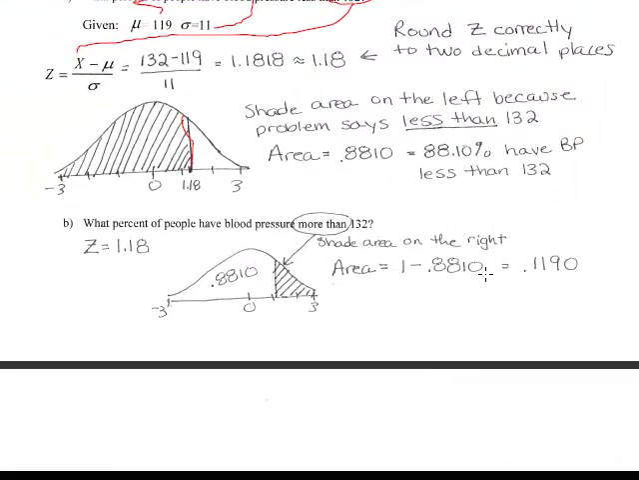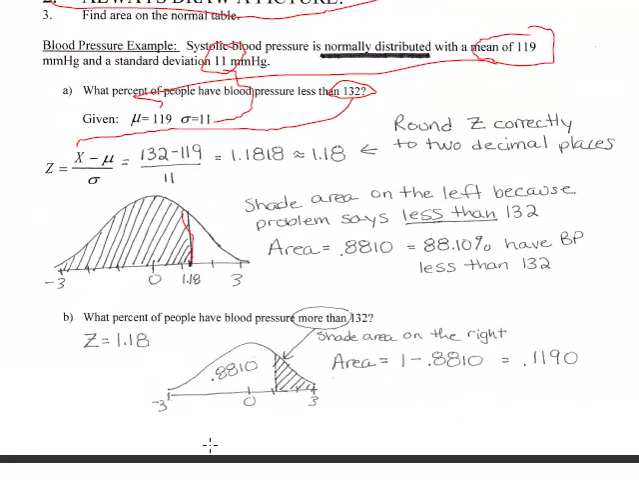The next part of this problem is part B, and that says what percent of people have blood pressure more than 132? We just found the percent that have blood pressure less than 132. So to find more than, we can just subtract that from 1, or from 100% in percentages. Remember I said we're going to use that fact, that the probability of something equals 1 minus the probability of the opposite thing, over and over in this class.